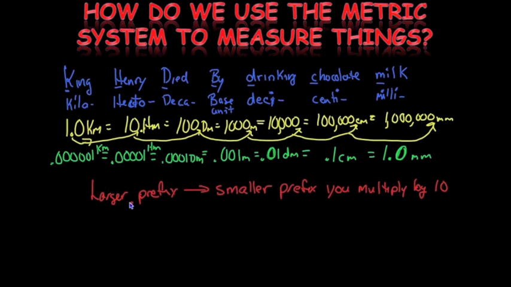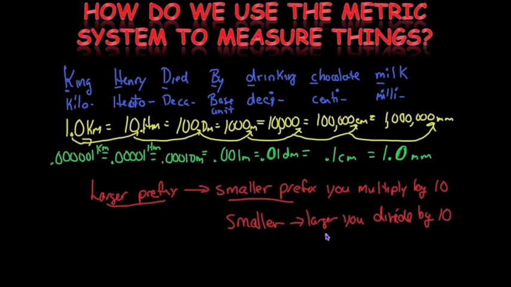So every time you move from a larger prefix to a smaller prefix, you multiply by 10 because you're going to a smaller unit of measurement, so the number is going to be larger. When you move from a smaller prefix to a larger prefix, you divide by 10 because you're moving to a larger unit of measurement. Okay? Now remember, when you multiply by 10, the decimal moves right. When you divide by 10, the decimal moves left.